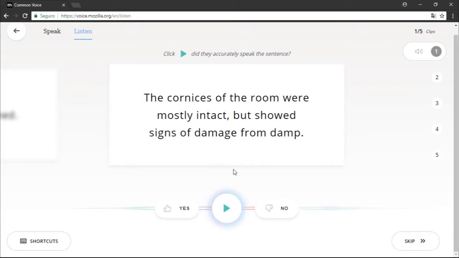So to validate an audio, you just click play, you listen, and if the person said the text, you click yes. If not, you click no. Okay, so let's do that right now.